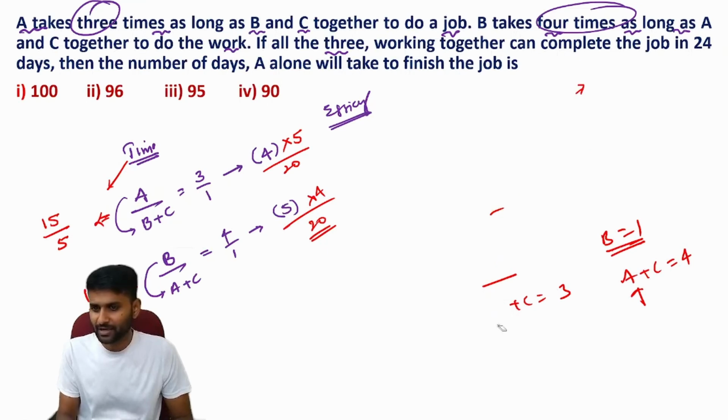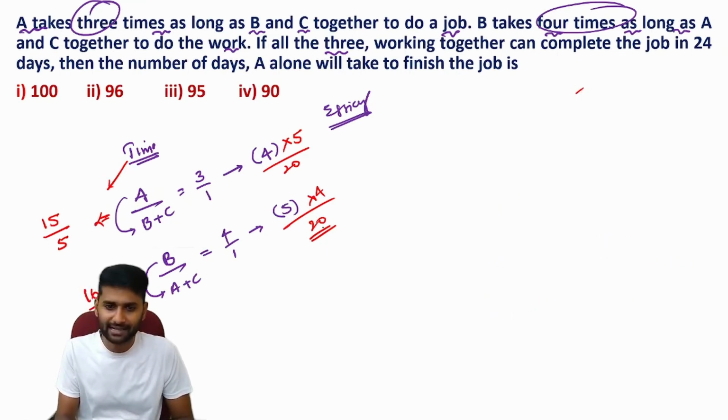Let me write again for your understanding. Why? Because we are already equating those values. Don't cancel any value. So take the correct information here.